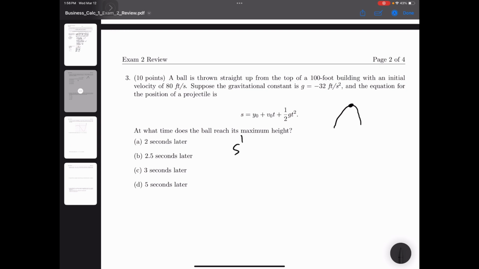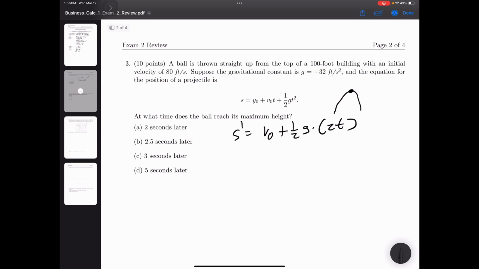Let's say s prime is equal to... y0 is a constant, that goes away. v0t just turns to v0, plus 1/2 gravitational constant times 2t. And we have values for our initial velocity and our gravitational constant. So we're going to set our derivative equal to 0. And our initial velocity is 80. 1/2 times 2 is just 1, and our gravitational constant is negative 32.